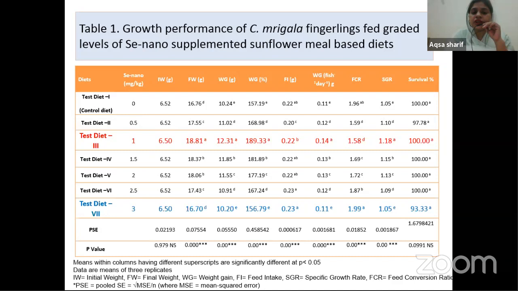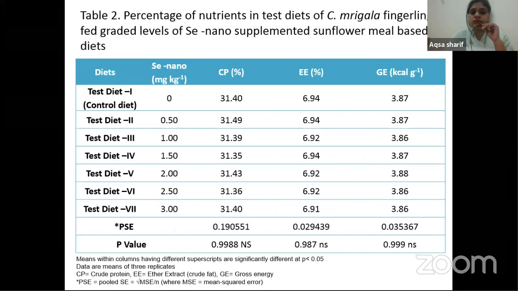And in it, weight gain percentage was only 156.79, and that's actually equivalent to that of the control. It means there isn't any significant difference between the control diet and the test diet 7, having 3 mg per kg of selenium nanoparticles. Then the percentage of nutrients in test diets was also determined, and more or less similar nutrients were present in all the diets. Crude protein was about 31.4%, crude fat was about 6.94%, and gross energy was about 3.87% in all the diets, more or less similar.